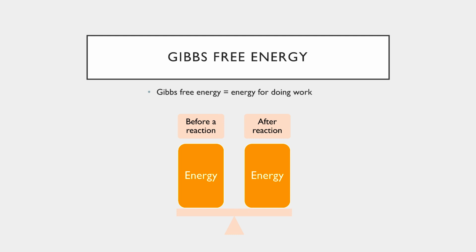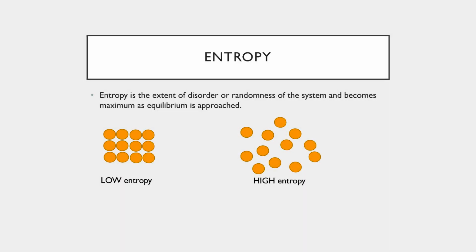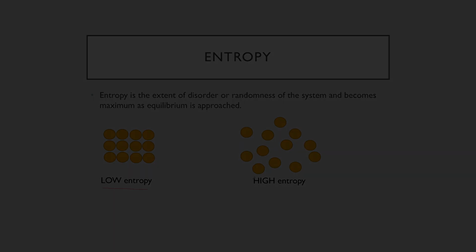We also have to consider two other terms to define the second law of thermodynamics, and those are entropy and enthalpy. Entropy is the extent of disorder or randomness of the system and becomes maximum when equilibrium is approached. It can also be defined as order. Low entropy are highly ordered systems, whereas systems with high entropy have a high level of disorder.